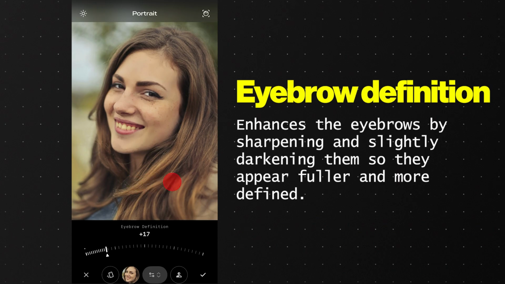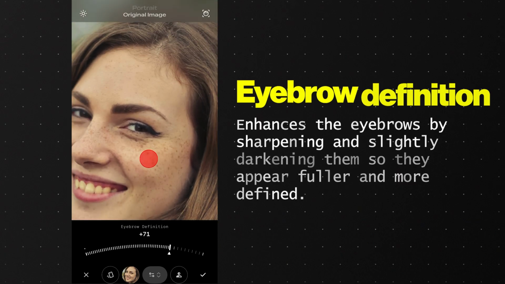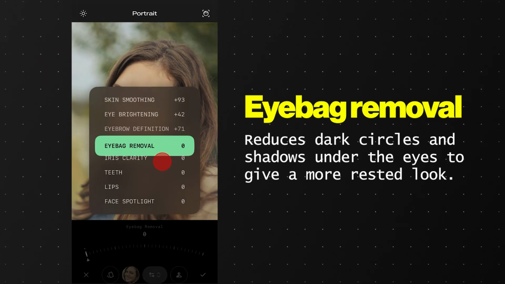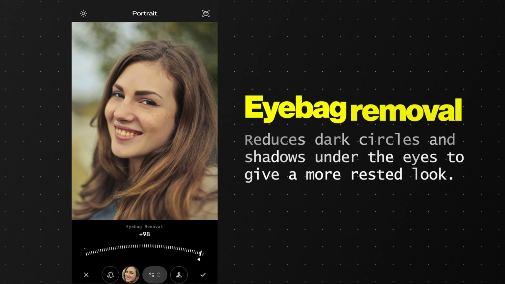Eyebrow definition basically enhances the eyebrows by sharpening and slightly darkening them so they appear fuller and more defined. Eyebag removal is the one I was looking forward to on how effective it would be. It reduces dark circles and shadows under the eyes to give a more rested look. It is quite effective here.